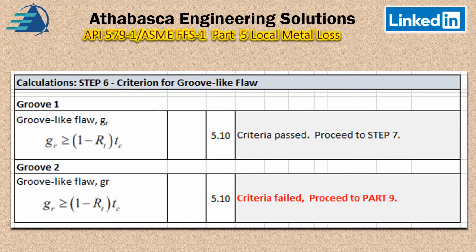Okay, so I've analyzed grooves 1 and 2 together. You see that we use the same equation. In groove 1, because recall we have a thicker minimum part, we actually pass this equation. So we're okay. We can proceed to step 7. The other one, where we failed, we have to proceed to Part 9, because in this case it's probably considered to be a crack-like assessment. Or so that's what they're saying in the specification.